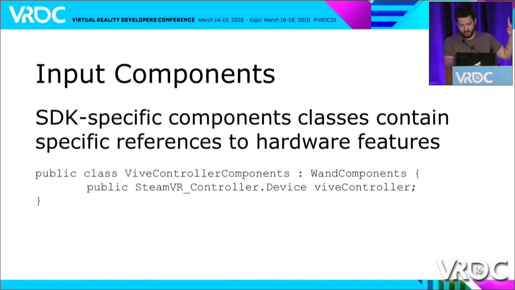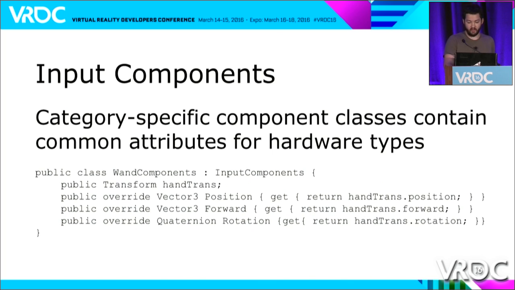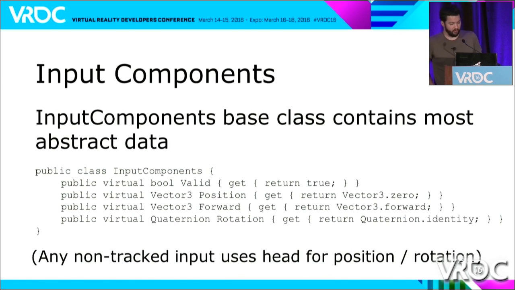But you notice that it is extending wand components, which is a category-specific class. So this is going to have anything that any type of wand, and again, that could be a Vive controller, it could be a PS Move, any device like that, is going to have: some transform in the scene, which is just where that object is. And then I'm also going to be able to get from that object its position, its forward direction, and its current rotation. You'll see all of those are overrides coming from the input components class, which is just the base level, most abstract class. And this is just what I need to assume any device is going to give me.